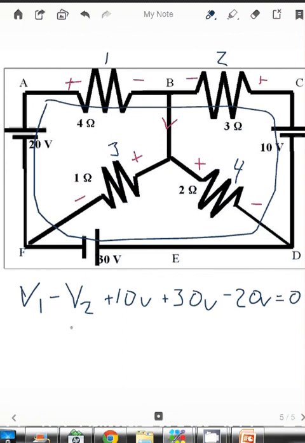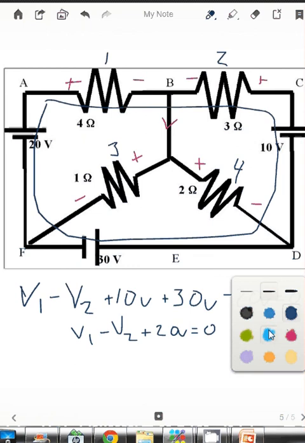So I could say voltage of 1 minus the voltage of 2 plus 20 volts equals 0. Or I could rewrite it another way. I could say the voltage of 2 equals V1 plus 20. Right? So there's a few different things I can do there. But that's the equation. I can do anything I want in the algebra. As long as it's right, I can do the algebra to rewrite it in different ways.